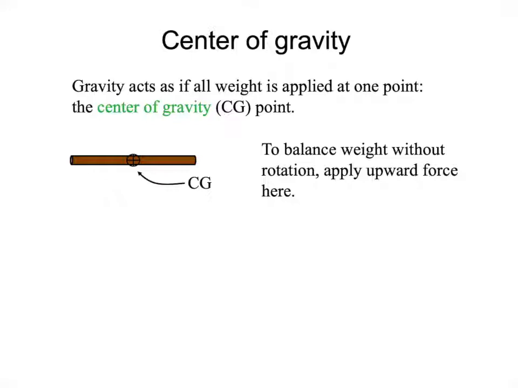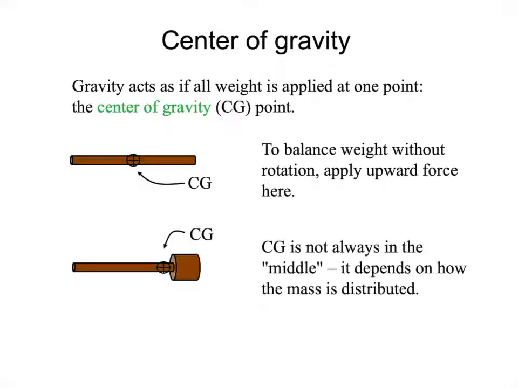But of course, the center of gravity is not always in the middle of the stick. So for example, if the stick had a big mass on one end, the center of gravity would be shifted over toward it. It's a sort of average position of the gravitational force along the stick, and the right-hand end has more gravitational force, more weight. So it depends on how the mass is distributed along the stick. And now, here's an important point.